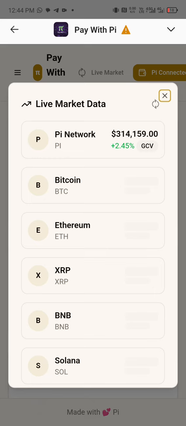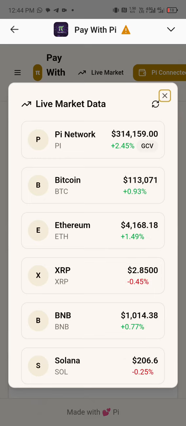This live market, that's the GCV price and the price of Bitcoin, Ethereum, XRP, BNB, and Solana. So you can always refresh to check the current market of other speculative coins. All right.